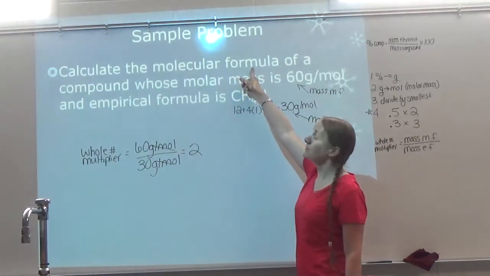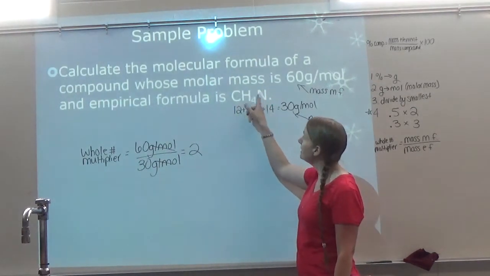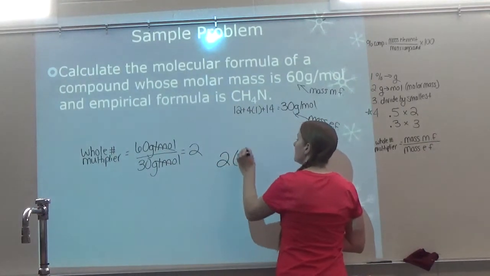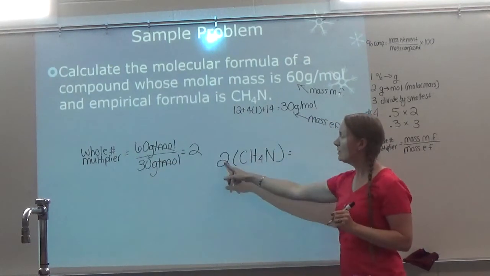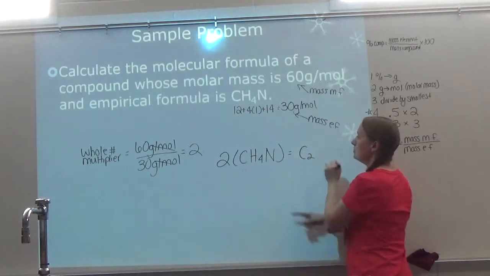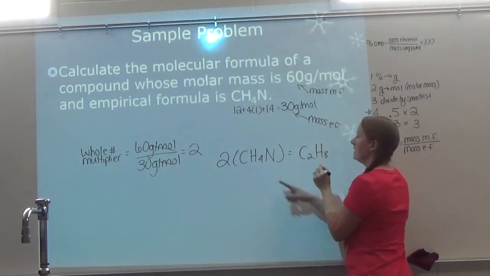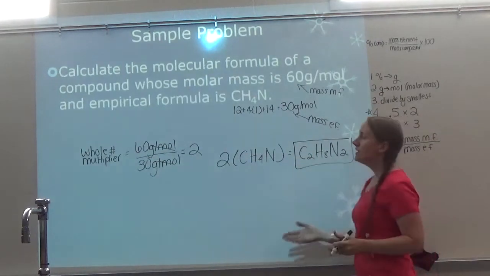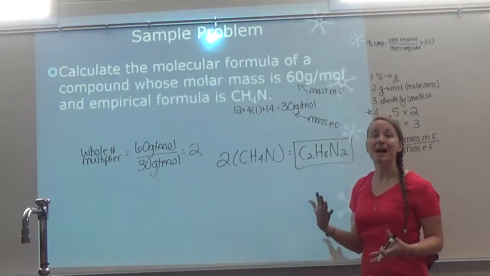It says calculate the molecular formula. That means I need something that looks like CH4N. So what does the 2 mean? The 2 means that's what I'm going to multiply my subscripts by. So it becomes C2H8N2. Once you get your whole number multiplier, you just multiply each subscript by that number.